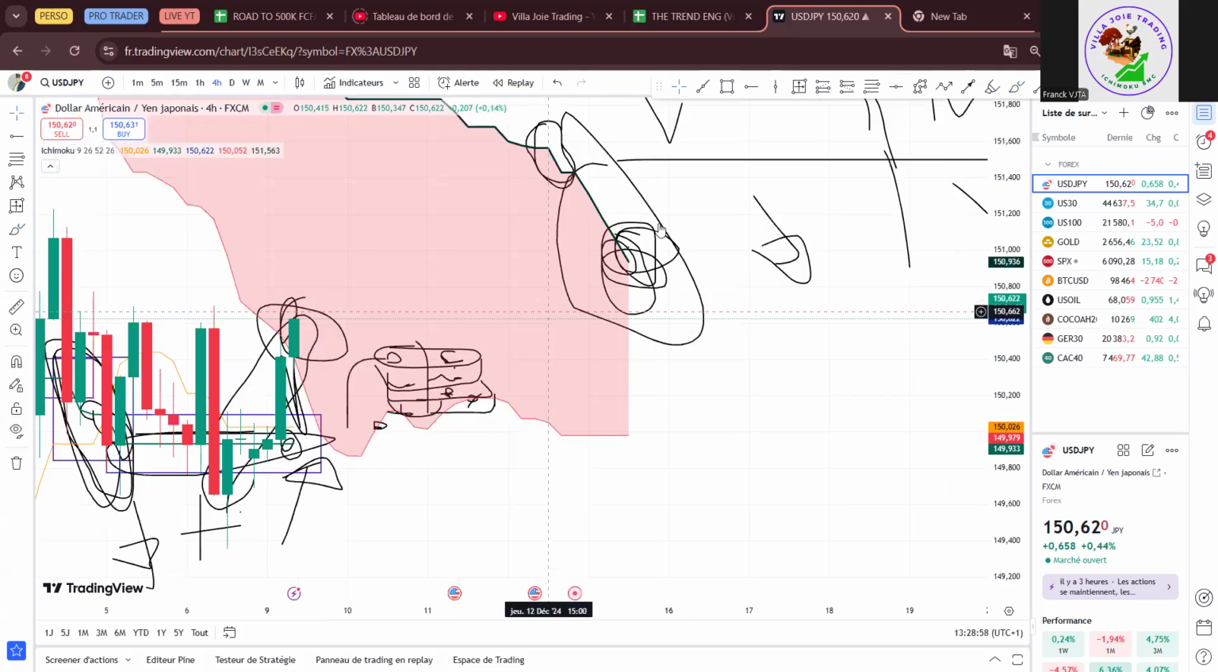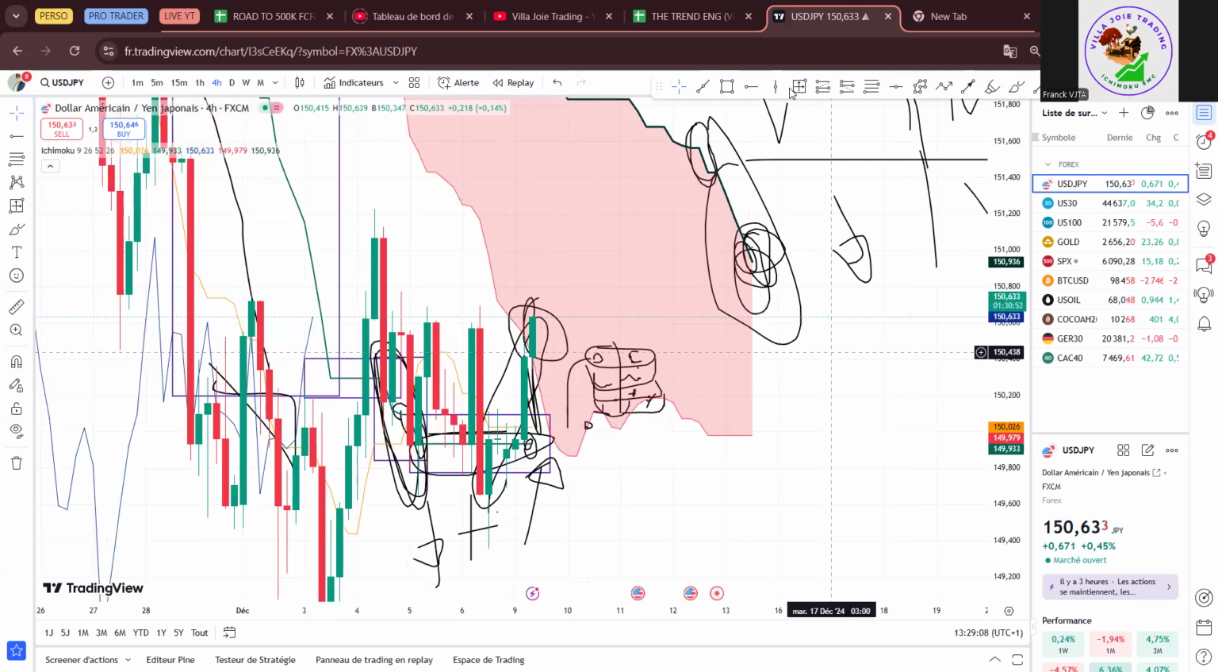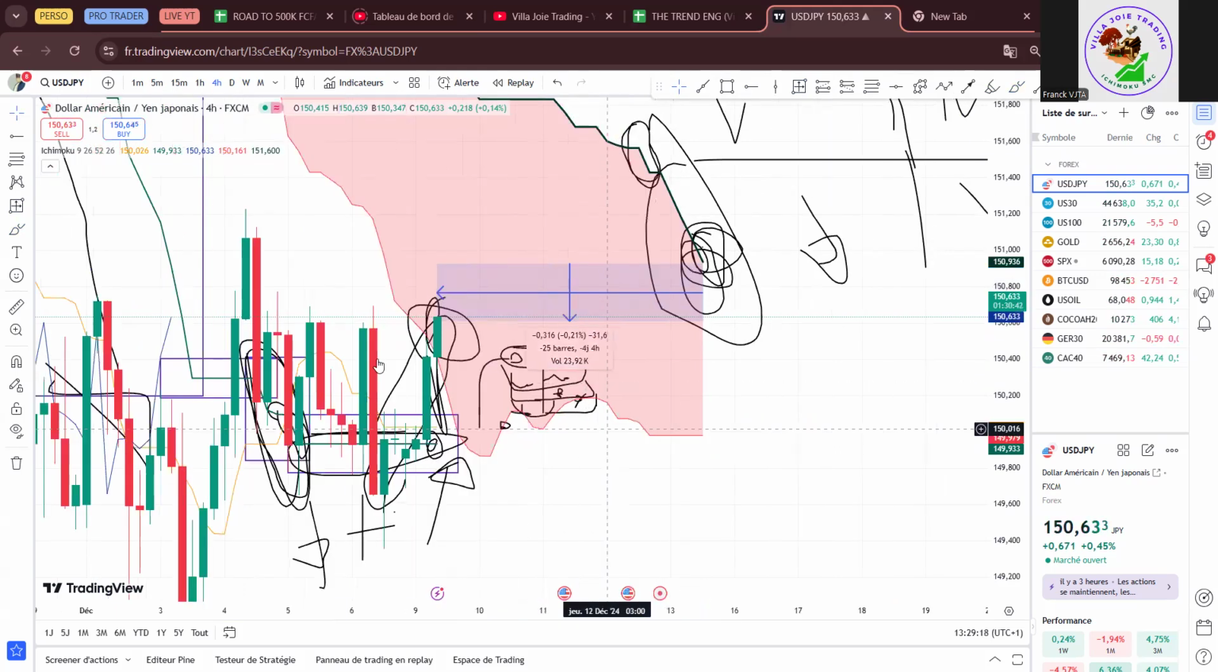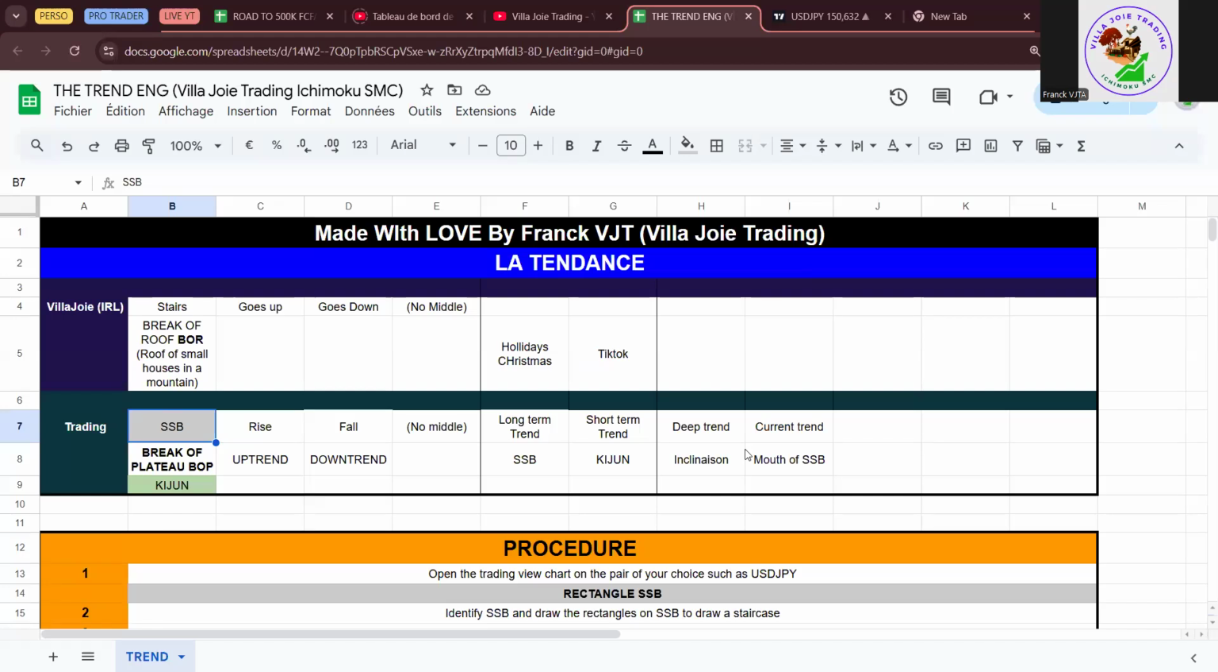Because for SSB, you are forced to take this SSB here. Look at the candle in the past here. You take the ruler like this to the back side, right? Okay, so that's how you understand the long term, the short term, the current trend and the deep trend.